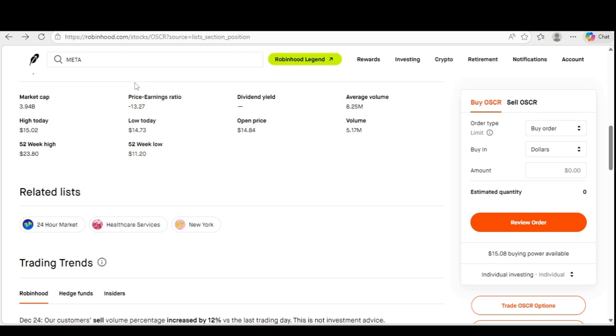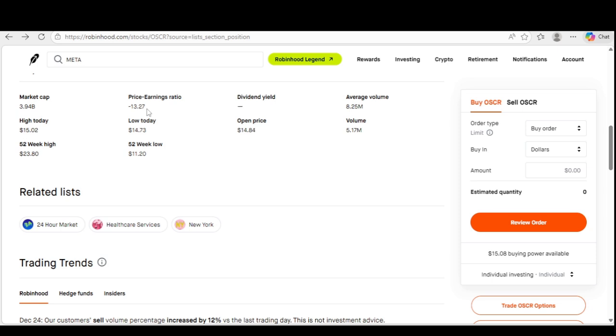What your price to earnings ratio shows you is the price that we are paying for $1 of profit for the company. Now, according to Oscar's PE ratio, investors are willing to pay a negative $13.27 for $1 of the future profits of Oscar Health. So this is never a good thing, because you always want to have a positive price to earnings ratio.